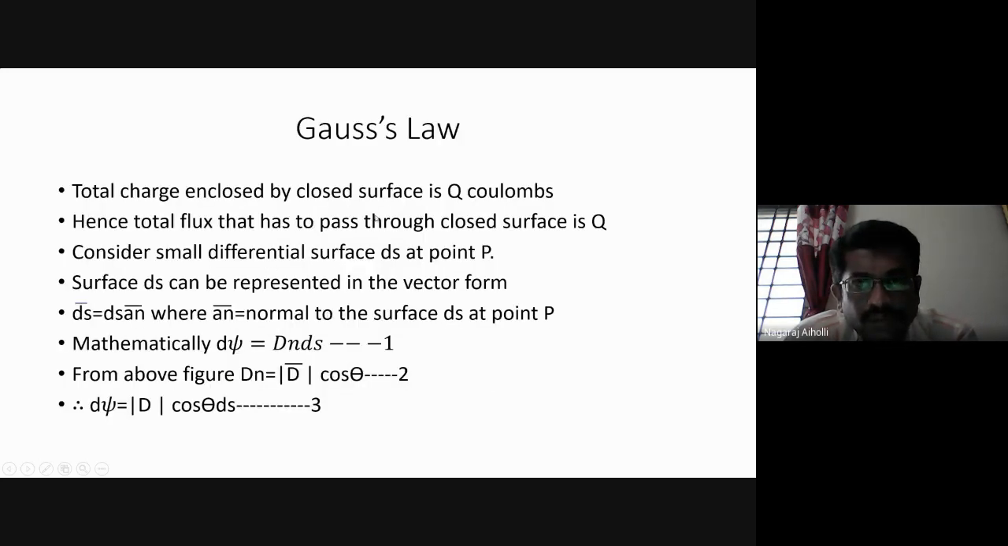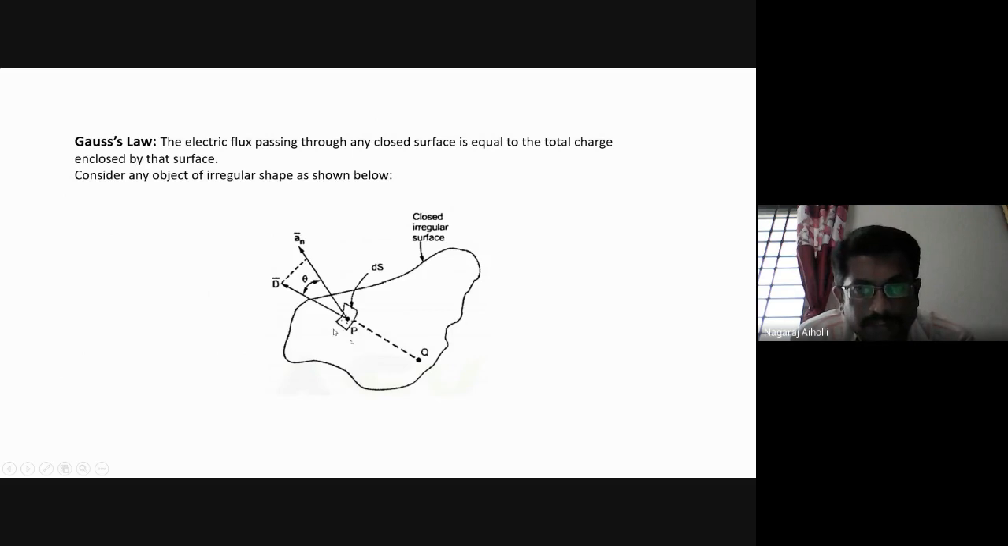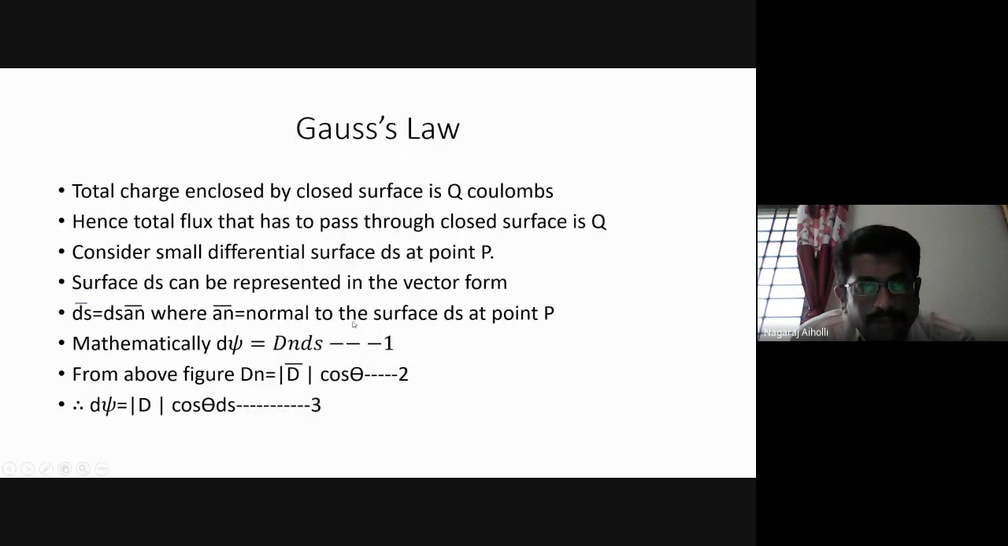Let us consider that the total charge enclosed by the closed surface is q coulombs. Hence, the total flux that has to pass through the closed surface is q. It is very clear because from the beginning we have considered that the charge q is equal to the total flux, Q is equal to psi. Consider the small surface ds at the point P here. Surface ds can be represented in vector form as follows.